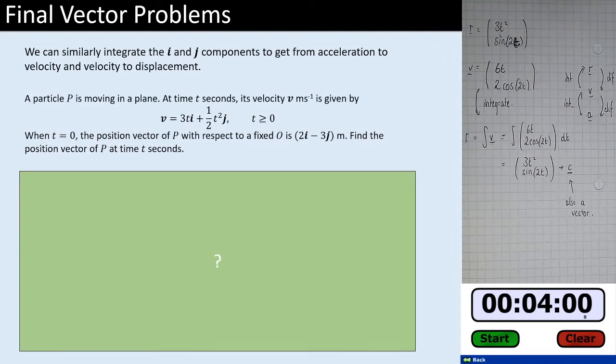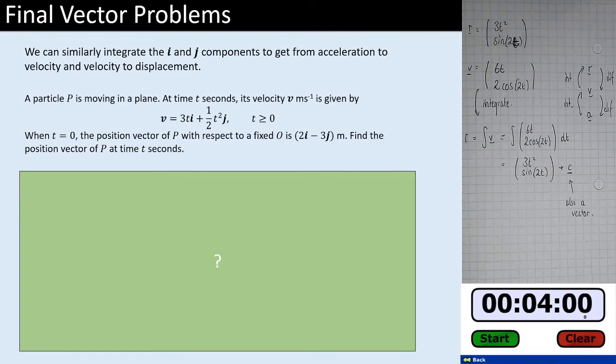Okay? So let's take a look at the problem that we've got on here to start off with. We've got a particle moving in a plane, and at a time t seconds, its velocity is given by that expression written with i's and j's. Okay? And we're told that t has got to be greater than or equal to 0. When t is 0, the position vector of p with respect to a fixed origin is 2i minus 3j. And we want to find the position vector of p at a time t seconds.